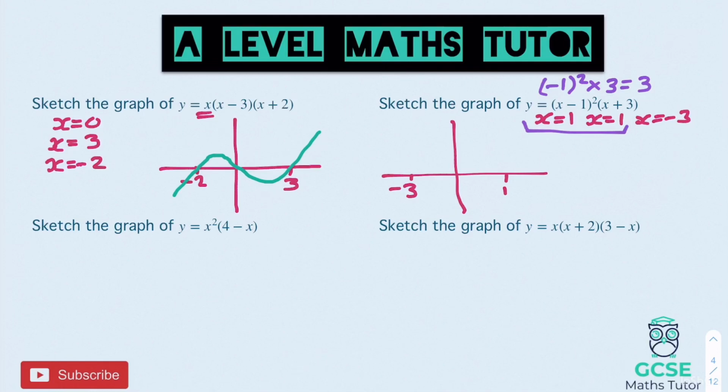So we've got that positive y-intercept up here of 3, and we just need to make sure it crosses through all of those points. So it's positively sloping, goes up through the minus 3, back down, touches at 1, and then goes back up again. And there we are, there's our second one. On to our third one.